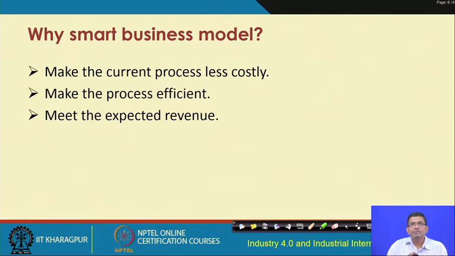So, why at all do we need the smart systems? From a business perspective, it is very important. So, what is this business model? What is this smart business model? Why at all do we need this smart business model? So, we need the smart business model in order to make the current processes less costly, more efficient, and to improve upon the receiving of increased revenue. So, you need to achieve the expected revenue, plus you need to have some surplus, that is also often required. So, you need to have a smart business model that will help in reducing the overall process cost, making the processes more efficient and meeting the expected revenue, and in fact exceeding the expected revenue.